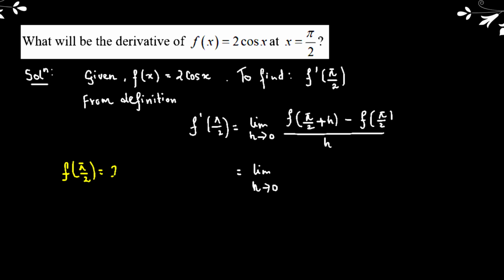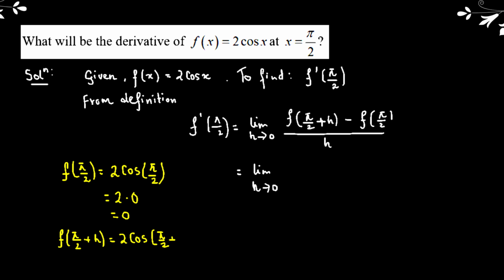We know that cosine of pi over 2 is 0, so we get 0. And f of pi over 2 plus h will be equal to 2 times cosine of pi over 2 plus h. We know that cosine of pi over 2 plus h is negative sine h, so we have negative 2 sine h. Let's replace the numerator with the found values. So we have the limit as h tends to 0 of negative 2 sine h minus 0, divided by h.